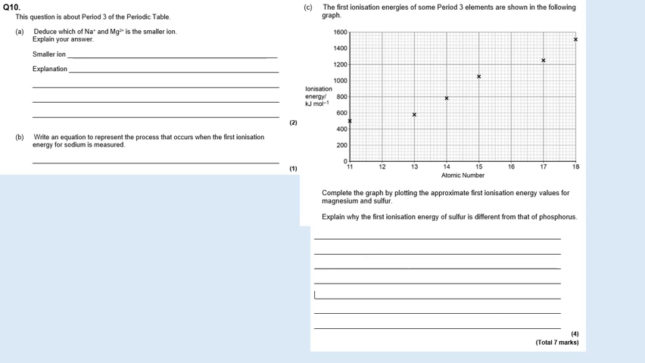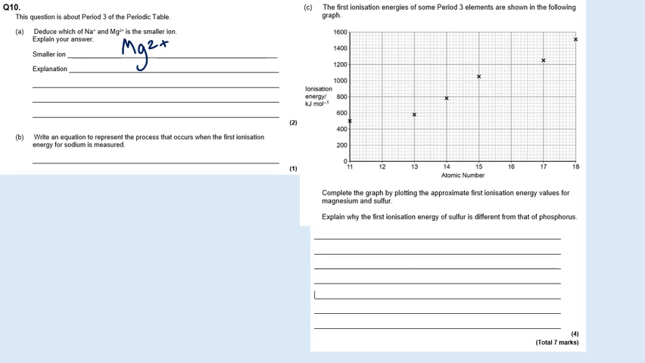Okay, deduce which of Na+ or Mg2+ is the smaller ion. If you were to look at the electron configuration of them both, they both have the same electron configuration, which means they have the same number of shells. However, magnesium has a higher nuclear charge, which means the outer electrons are pulled more closely, so the smaller ion is Mg2+. And my explanation is both have the same electron configuration. However, magnesium has more protons, a bigger nuclear charge, and will pull the electrons closer, therefore smaller radius.